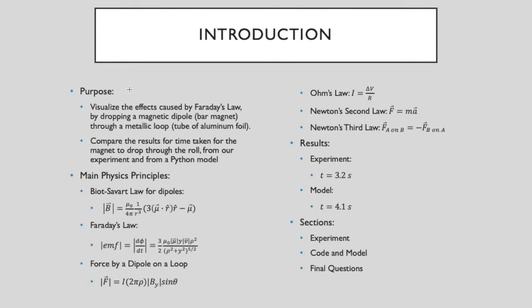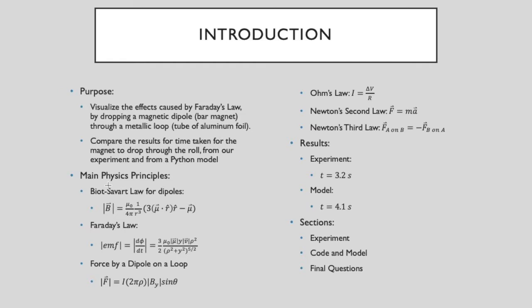The purpose of this experiment was to visualize the effects caused by Faraday's Law by dropping a magnetic dipole, in this case a bar magnet, through a metallic loop, in this case a tube of aluminum foil. We then wanted to compare the results for time taken for the magnet to drop through the roll from our experiment and from a model that we created on Python.